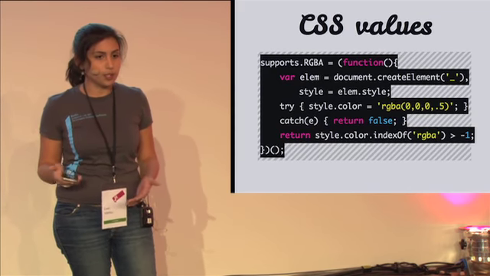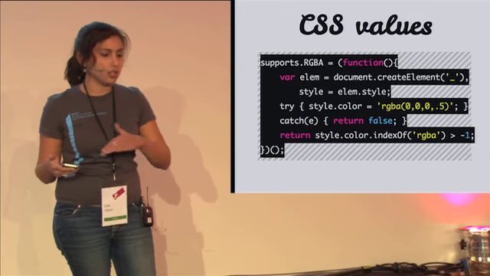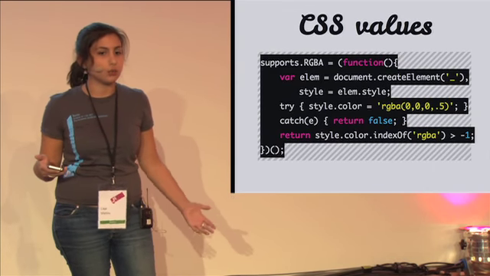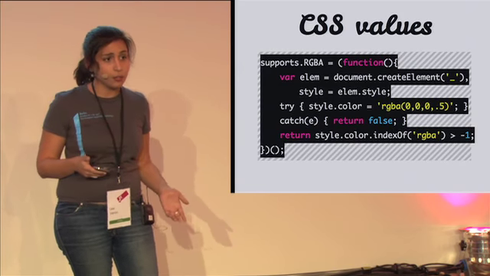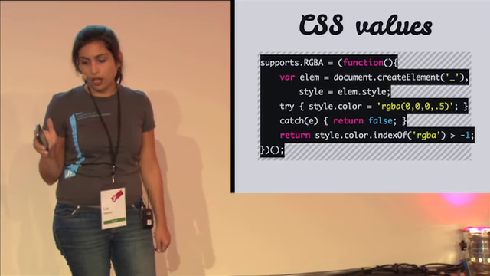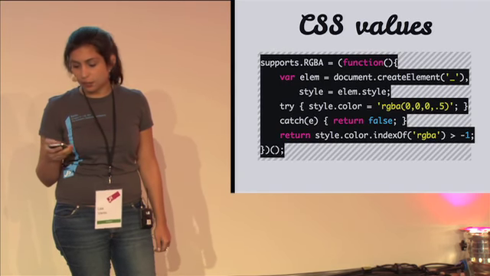Did the property keep its value? Because browsers just ditch anything in CSS that doesn't work. If you provide an invalid property, it gets dropped. If you provide an invalid value, it gets dropped. So if it actually kept that value, it means it's supported.